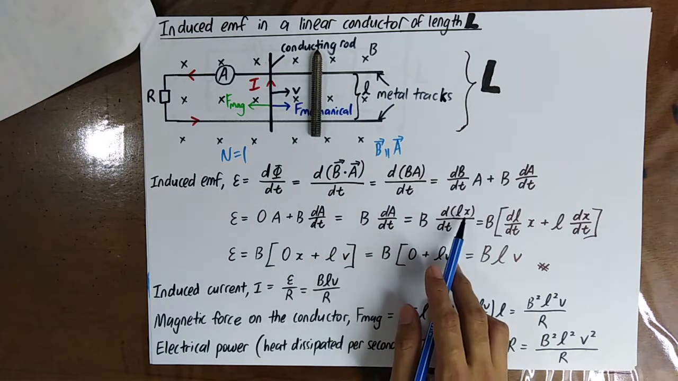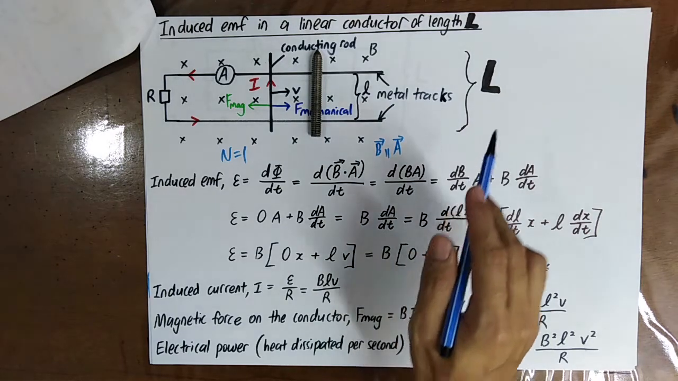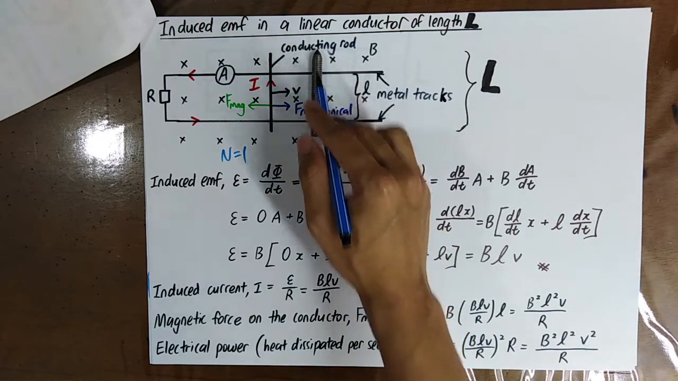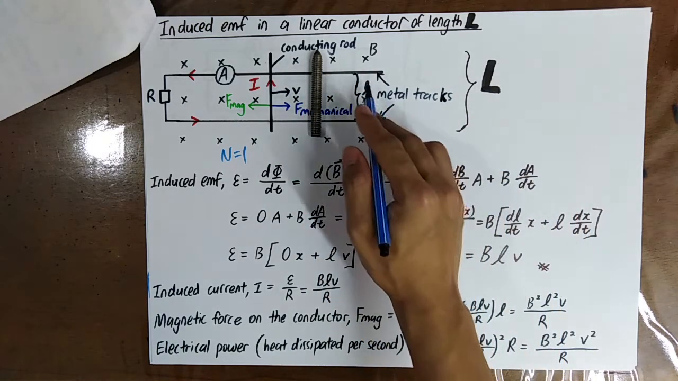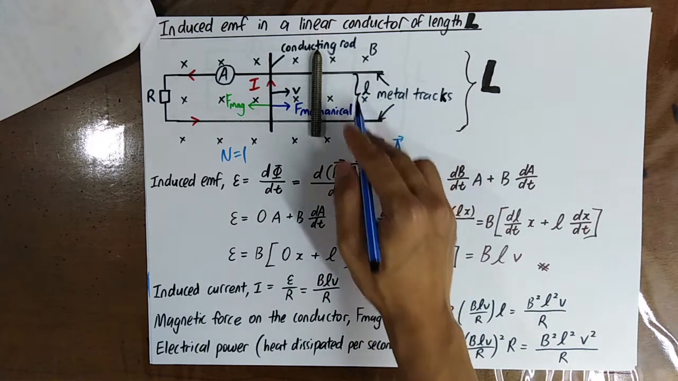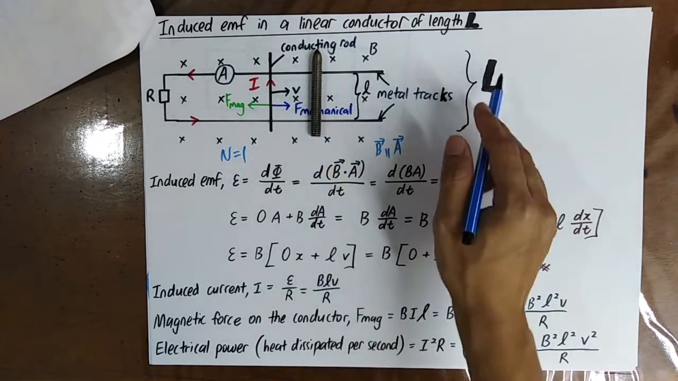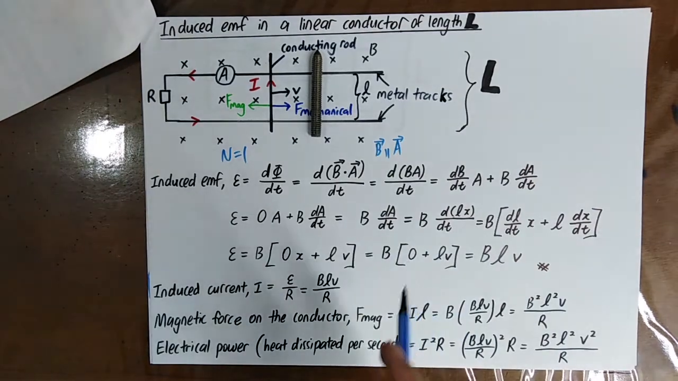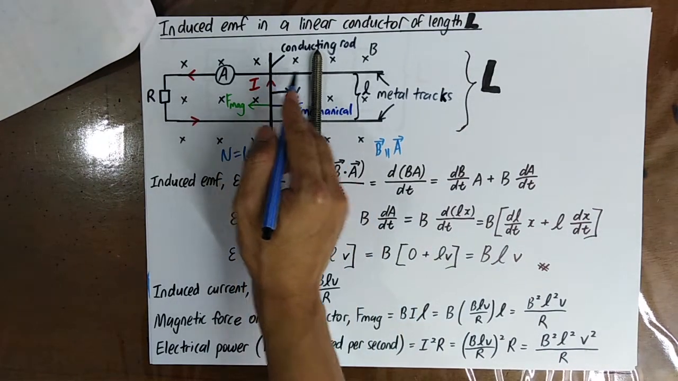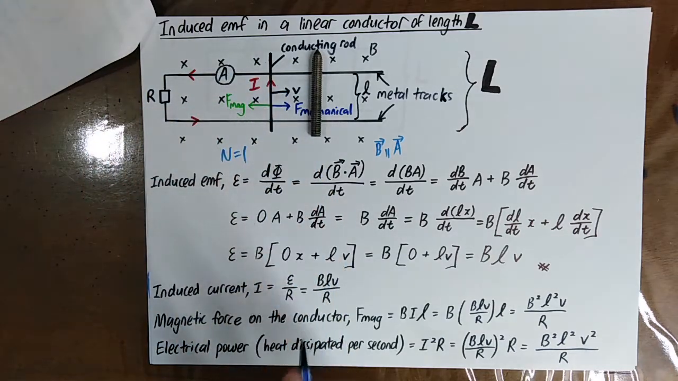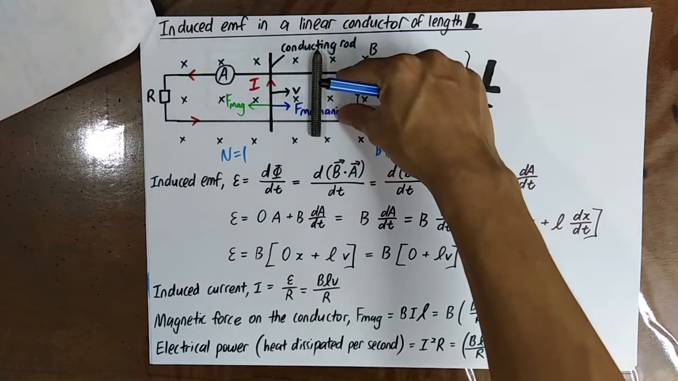This is very important because I purposely say that the length of the whole conductor is capital L, and the length between the metal tracks is small l, because I want you to realize that we use the small l instead of the capital L, because this is the area change of the loop. So you don't consider this, you only consider this.